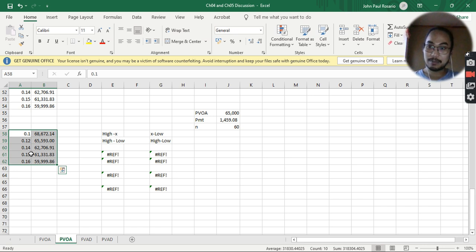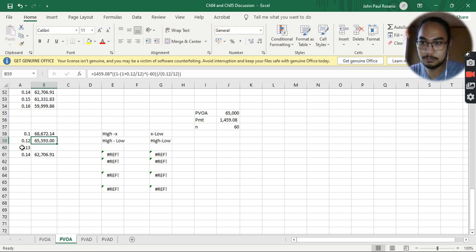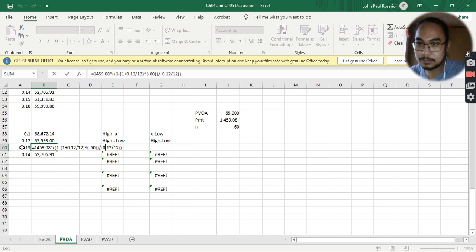We now know we can stop actually here. We can stop here by trying. Okay. So, 10%, 68. Not yet. 12%, 65,593. Close already. So, what if we try 13%? So, let's try 13%.